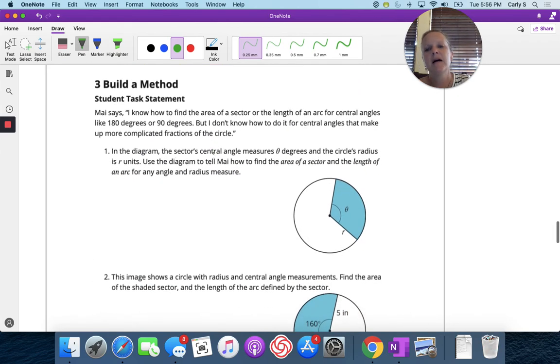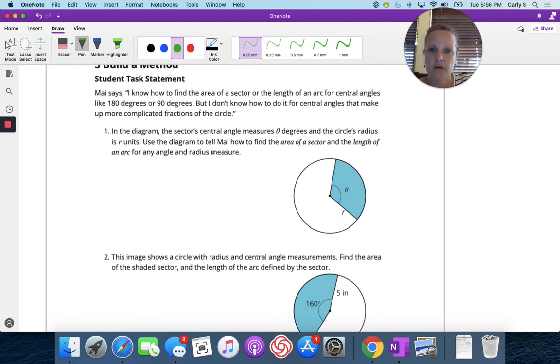Task 3. So it says I know how to find the area of a sector or the length of an arc for central angles like 180 degrees or 90 degrees, but I don't know how to do it for central angles that make up more complicated fractions of the circle. In the diagram, the sector's central angle measures theta degrees, and the circle's radius is r units. Use the diagram to tell how to find the area of a sector and the length of an arc for any angle and radius measure.